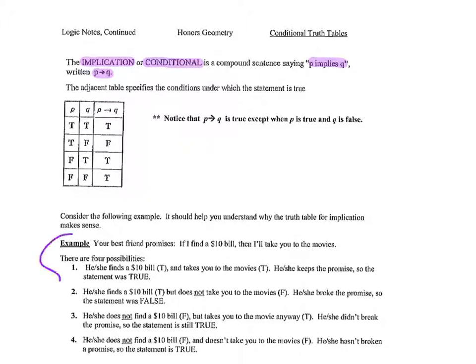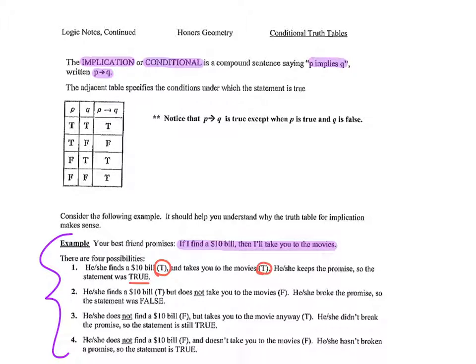The way that implication works is that we're going to think about a situation where a friend makes you a promise. Your friend promises, if I find a $10 bill, then I'll take you to the movies. The question is whether they lie to you or whether they keep their word. The first situation is they actually do find the money and they do take you to the movies. Did they lie? No, they kept their promise, so that's a true statement.